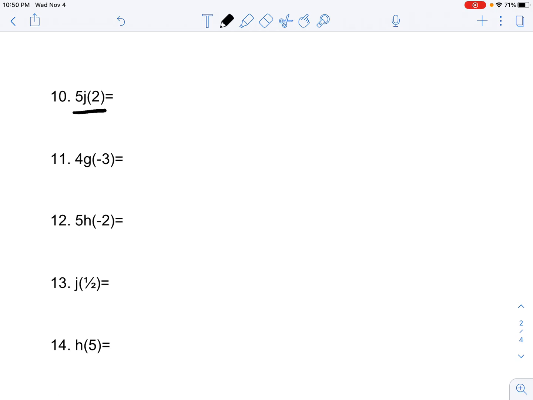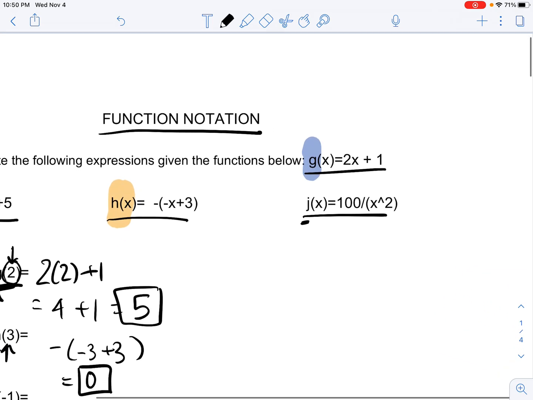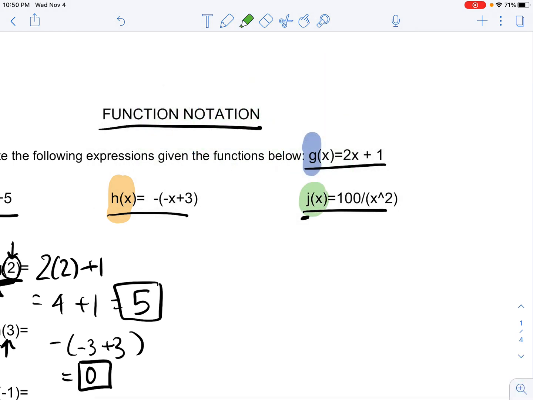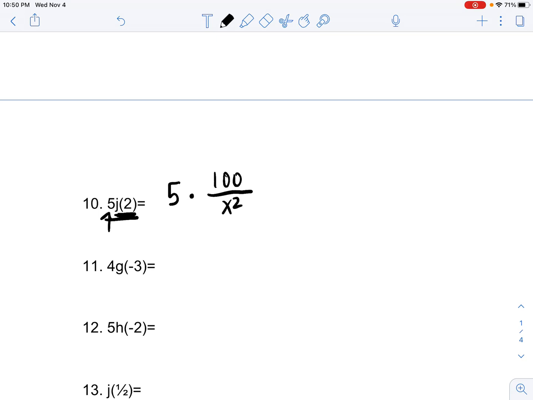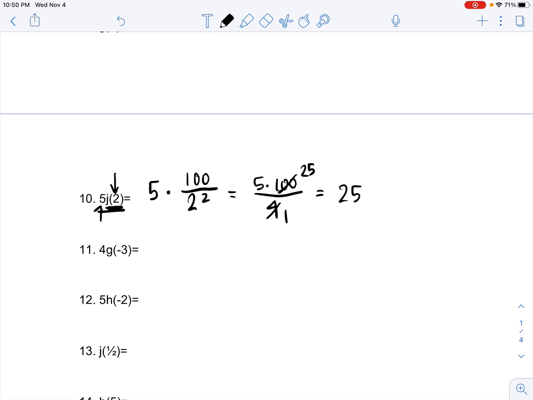Now let's try this one. 5 j of 2. What does our j equation look like? Well, it looks like this: 100 divided by x squared. So, since there is a coefficient before this function, we write it as 5 times 100 over x squared. Now, what is our x? It's 2 in this equation, so we can replace that x with 2. Now you have 5 times 100 over 4. If you simplify 100 over 4, you get 25. And that will equal 25 times 5, which is equal to 125.